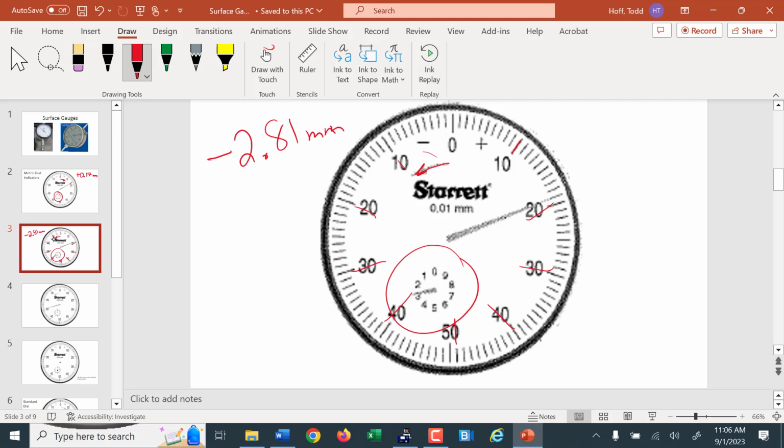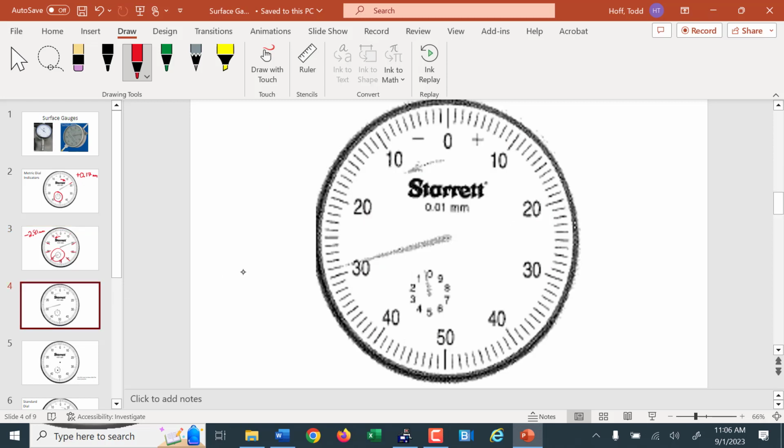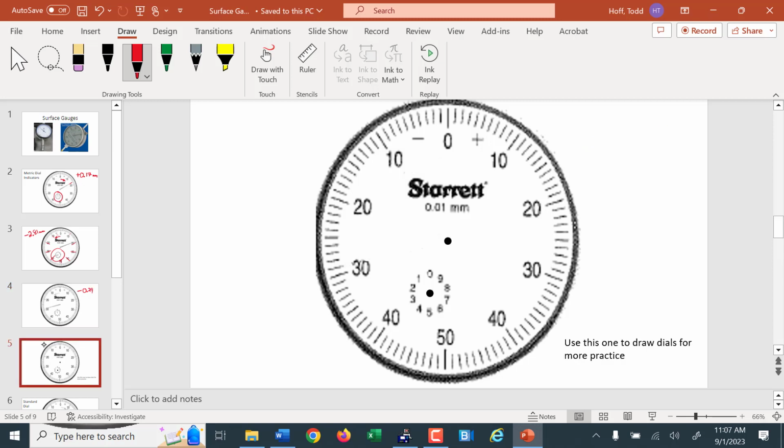How many of you have used this type of an indicator? You have. We'll just do a couple more examples and then we'll move on for you. So here, positive or negative? Negative. Whole millimeters? No. And on the dial? 29. Good. Last one, then we'll go to inch.